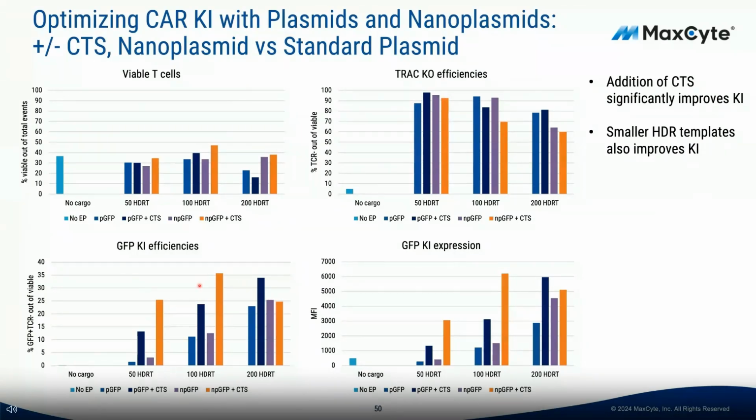And in terms of the knock-in efficiencies, if you have the CTS sequence on the DNA donor template, there is higher efficiency of knock-in with the nanoplasmid versus the normal size plasmid. You can see that with the smaller nanoplasmid and the medium concentration of DNA donor template, you can get the highest knock-in efficiency of about 35%. So really this data is to show that if you can optimize your DNA donor template, you can significantly improve the knock-in efficiency, and smaller HDR templates help with that knock-in.